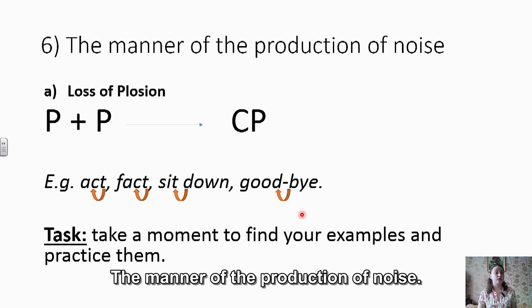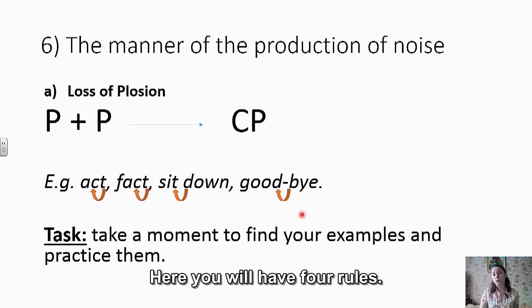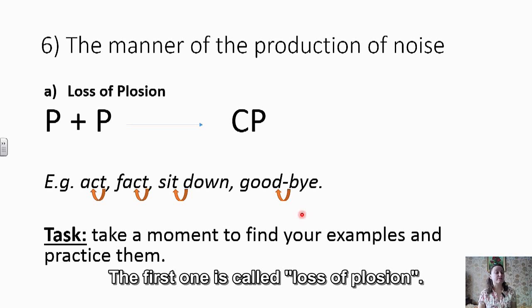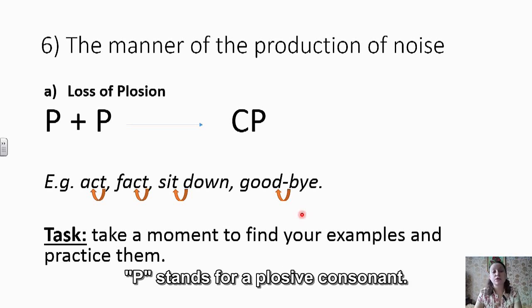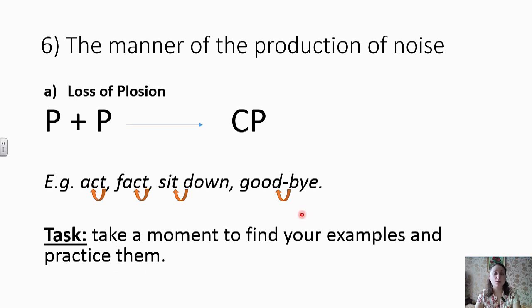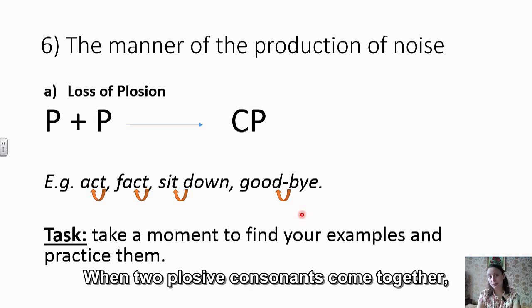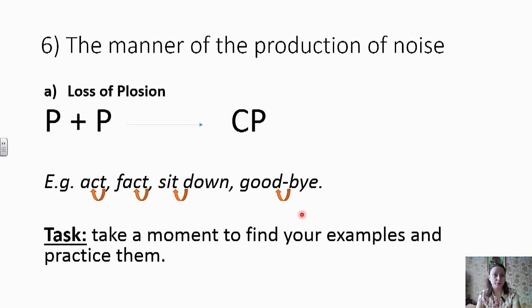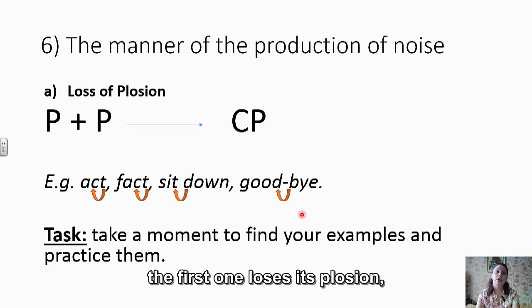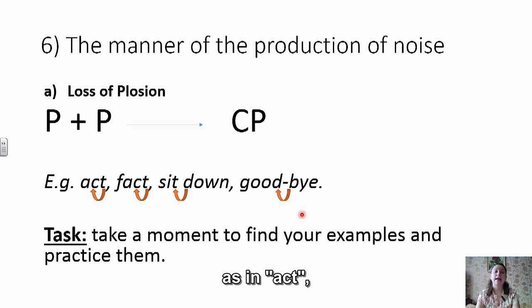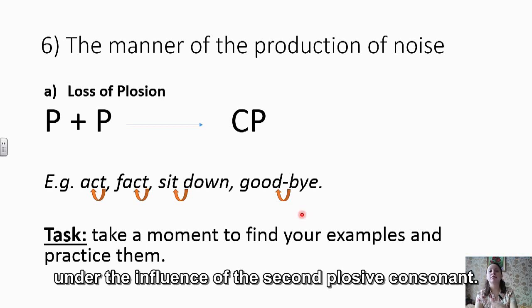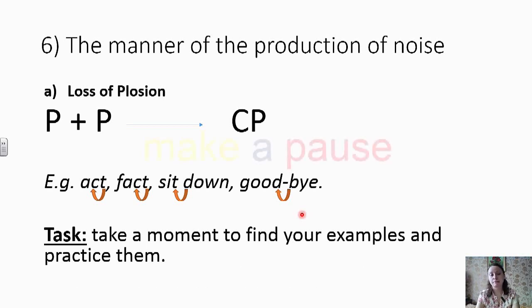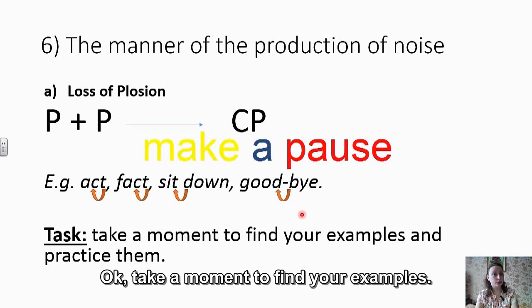The method of reduction of noise. Here you will have four rules. The first one is called loss of plosion. When two plosive consonants come together, one loses its plosion. To be more exact, the first one loses its plosion, as in act, fact, sit down, goodbye. You can see here that the first loses its plosion under the influence of the second plosive consonant. Okay, take a moment to find your examples.